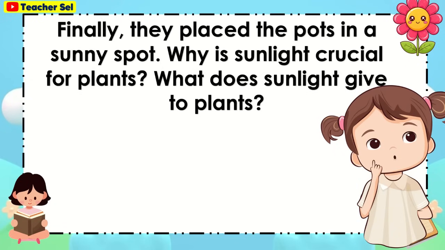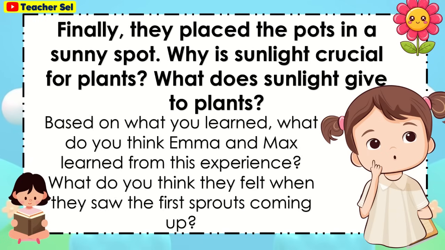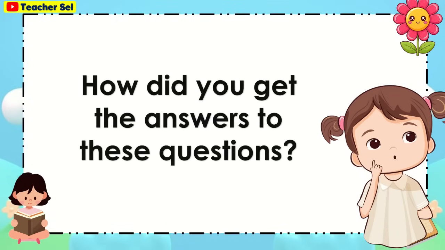Finally, they placed the pots in a sunny spot. Why is sunlight crucial for plants? What does sunlight give to plants? Based on what you learned, what do you think Emma and Max learned from this experience? What do you think they felt when they saw the first sprouts coming up? How did you get the answers to these questions?